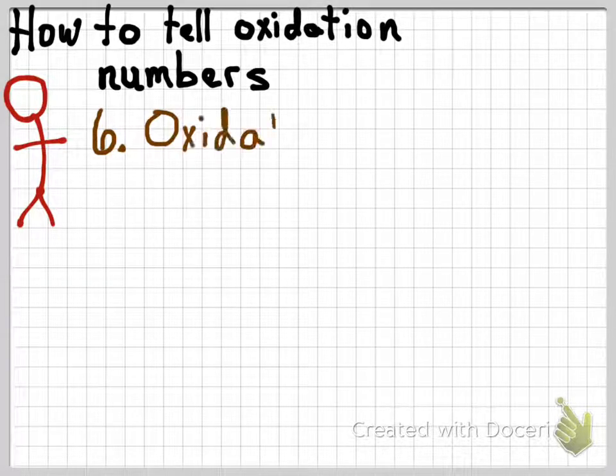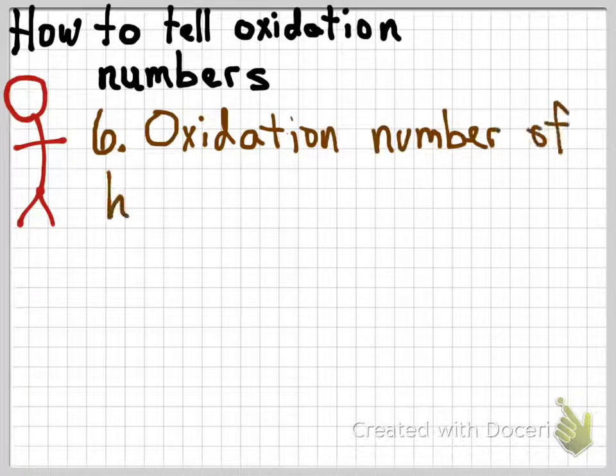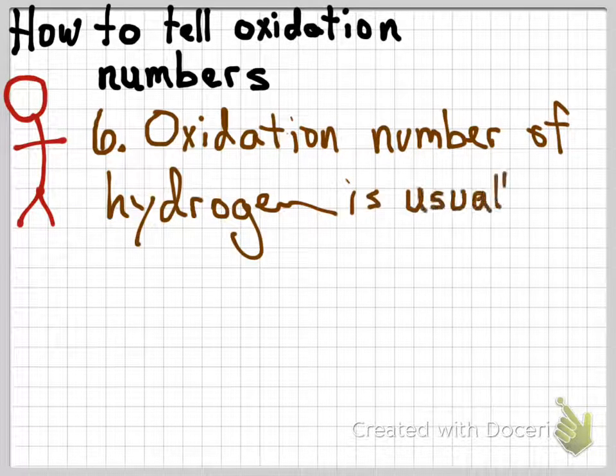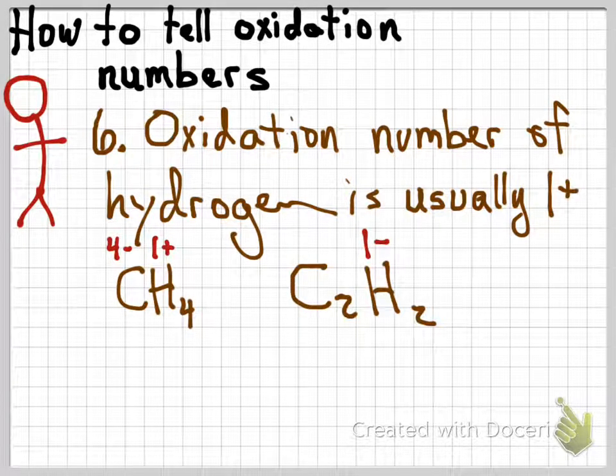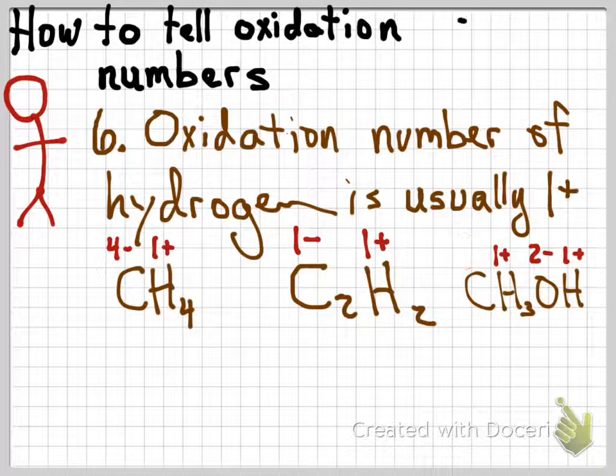Rule number 6. The oxidation number of hydrogen is usually +1. So here we see two hydrogen-containing compounds, methane and acetylene, and in each of these we see hydrogen combined with a nonmetal, and in those cases the oxidation number of hydrogen is going to be +1.